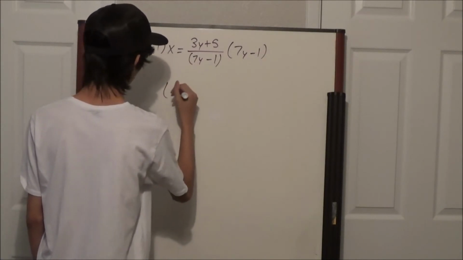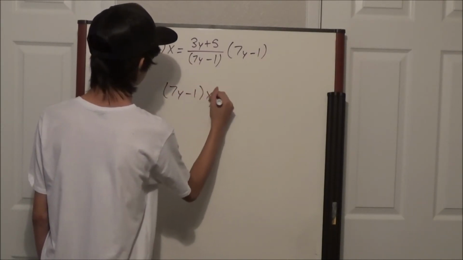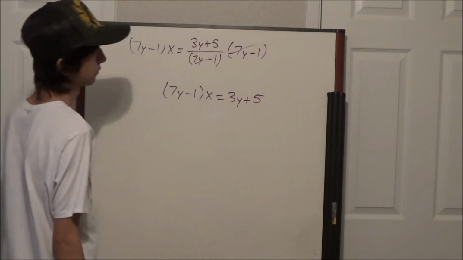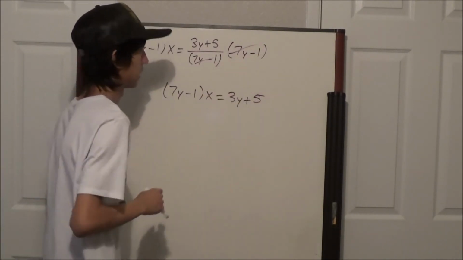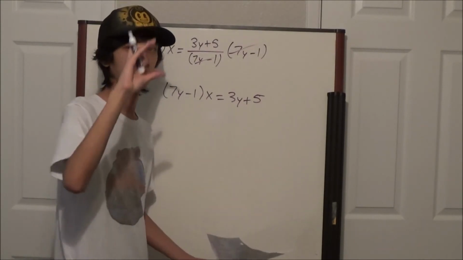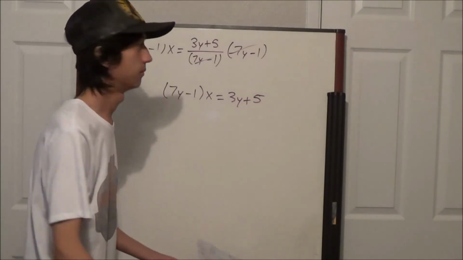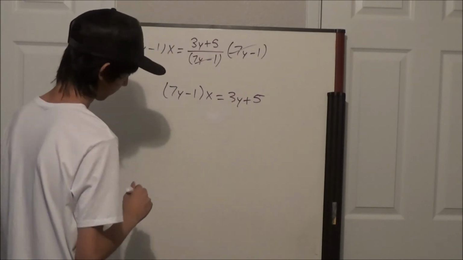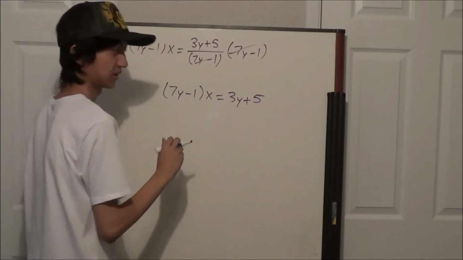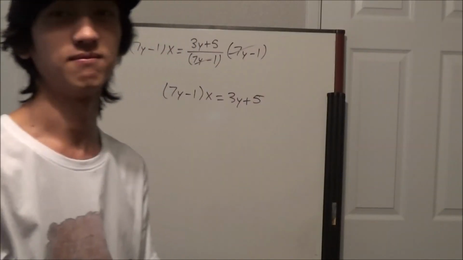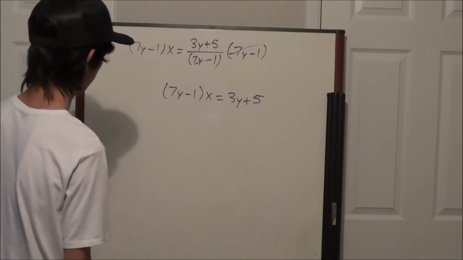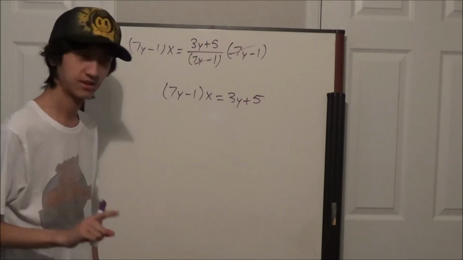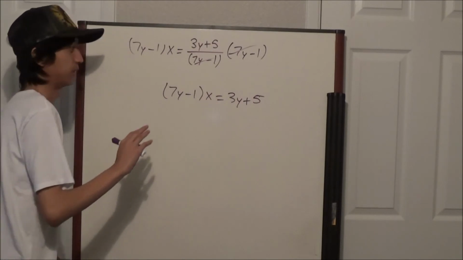So we get (7y minus 1) times x equals 3y plus 5. These two will cancel each other out, because 7y minus 1 divided by 7y minus 1, being the same thing, is just going to equal 1. So we'll be left with this. Now, this one's a little kind of scary, but just watch carefully.